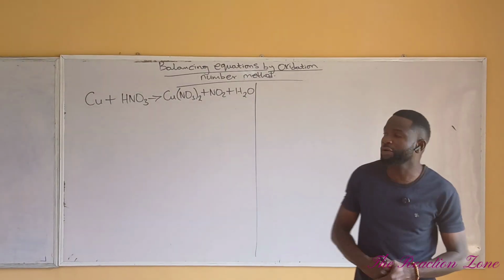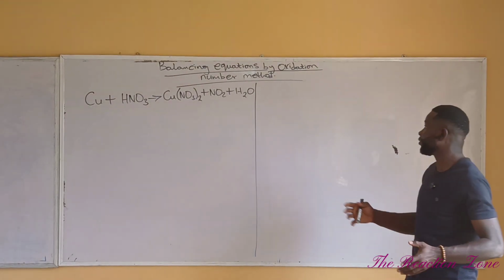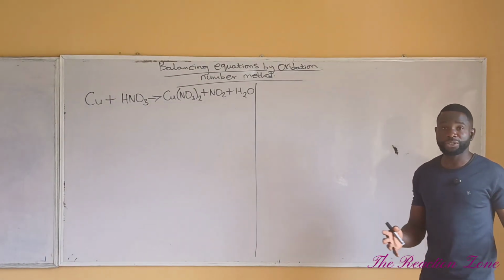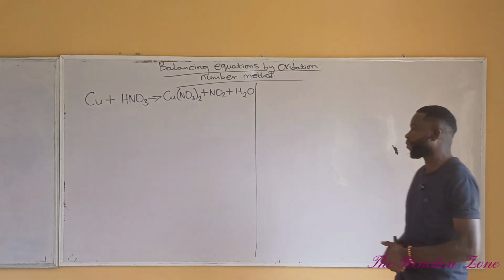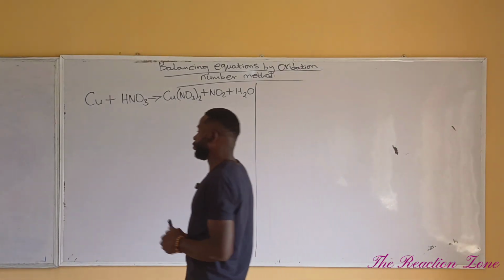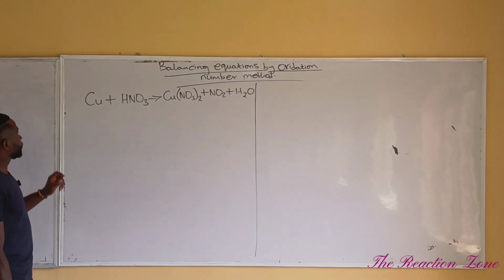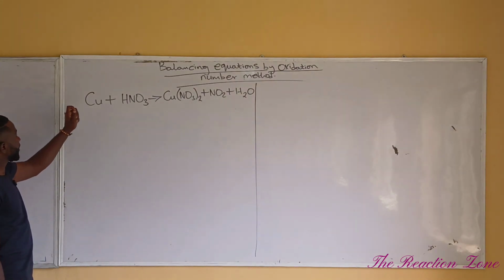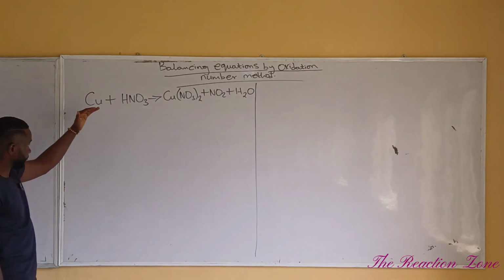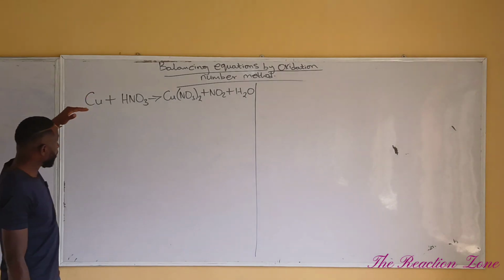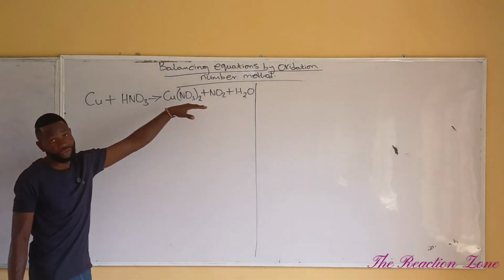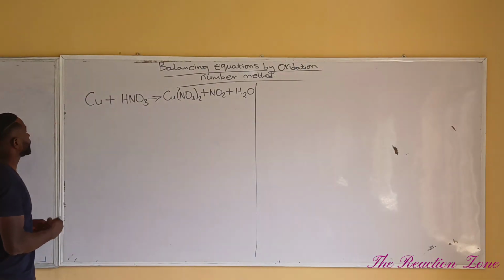In today's lesson, we're going to look at how to balance the equation on the board using the oxidation number method. The first thing to do with this equation on the board is to write the oxidation number of all the atoms in all the elements or compounds in this equation.